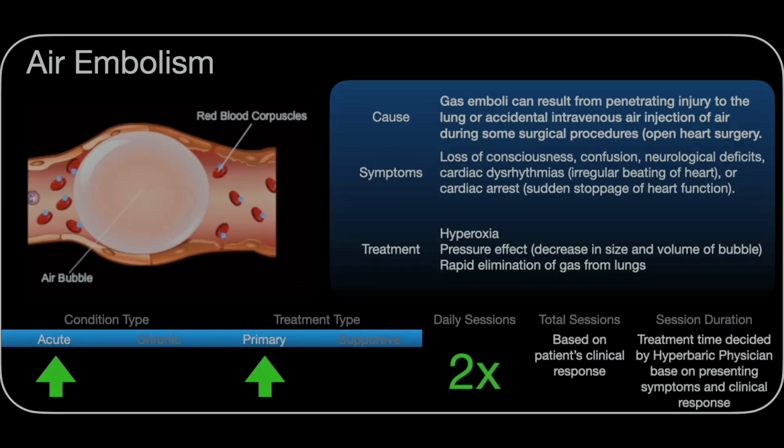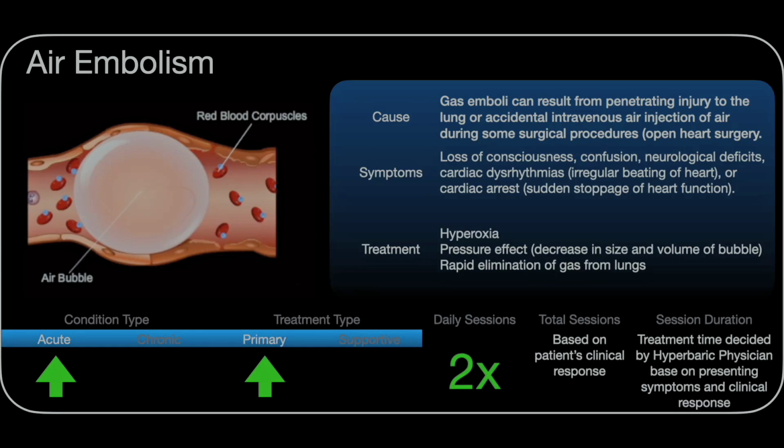Gas emboli can result from penetrating injury of the lung or accidental intravenous injection of air during some surgical procedures, for instance, open cardiothoracic surgery. Patients could present with a loss of consciousness, confusion, neurological deficits, cardiac dysrhythmias, or cardiac arrest.